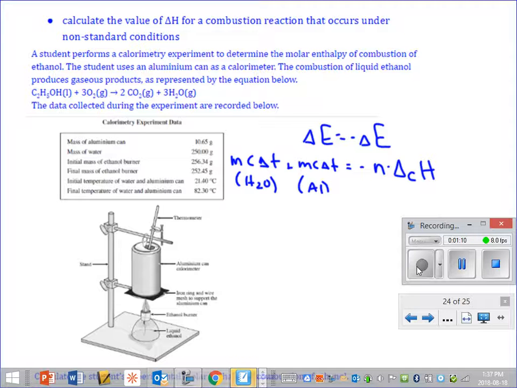And for the number of moles, we won't have that value directly. We will need to use the mass and the molar mass of ethanol in order to calculate that. So we'll fill all of these values in.